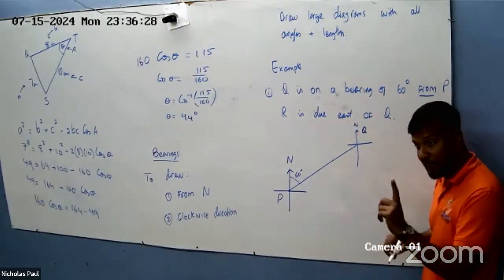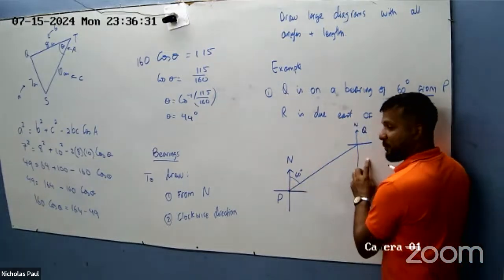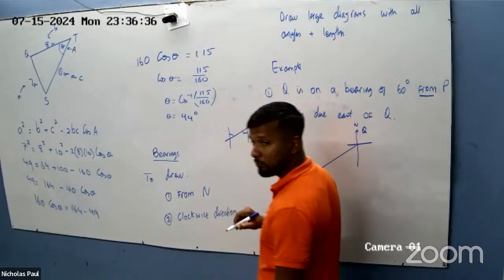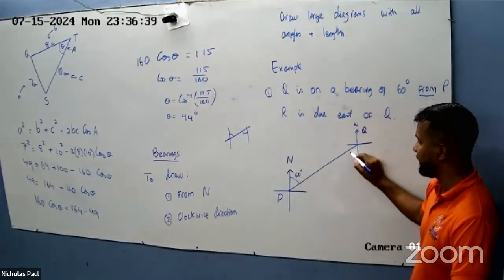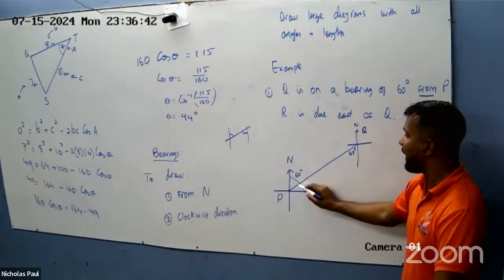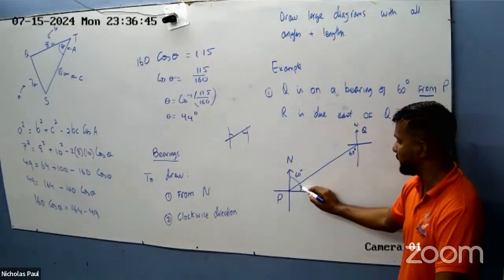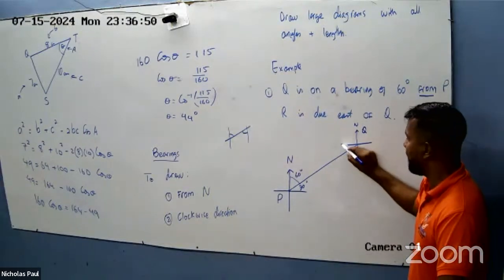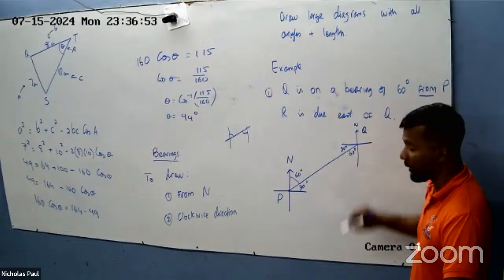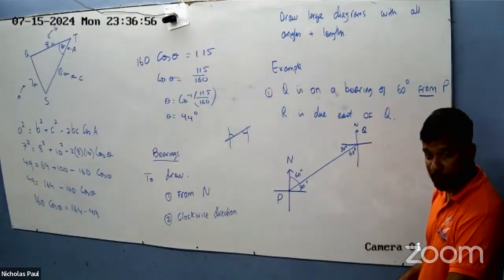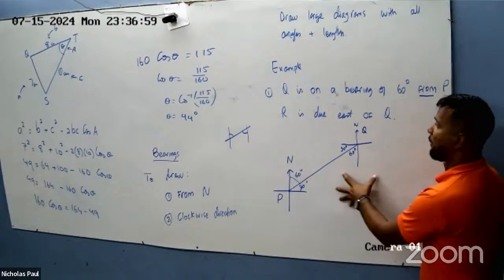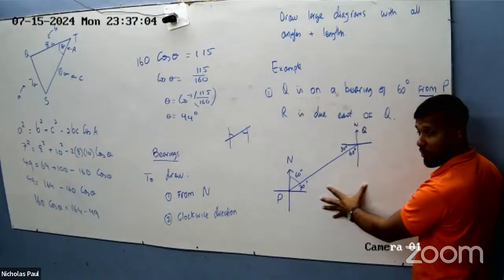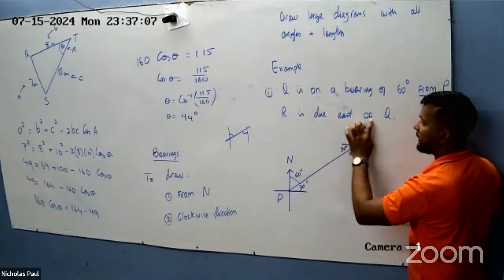Here's the important part, right? These two lines are parallel. But remember this rule: here and here are equal. So if here is 60, how much is here? 60. And if here is 60, how much is here? 30. Right? So that means here is also 30. Okay? You may not need it, but it's always good to put in all the angles. You might need this and this. Are you okay with that? Yeah. So step one on drawing the bearing, Q is on a bearing of 60 from P, is this. Right? Next step. R is due east of Q.